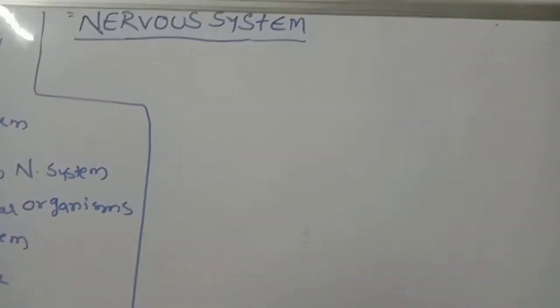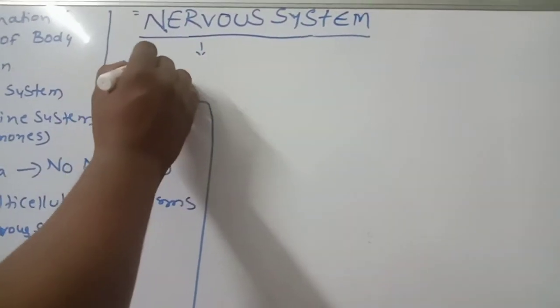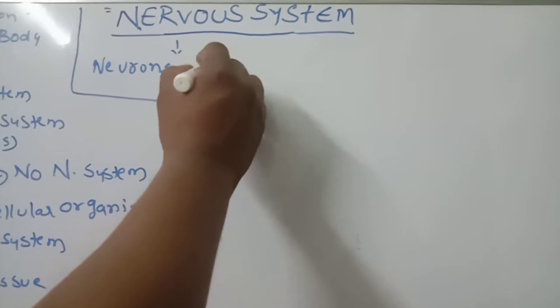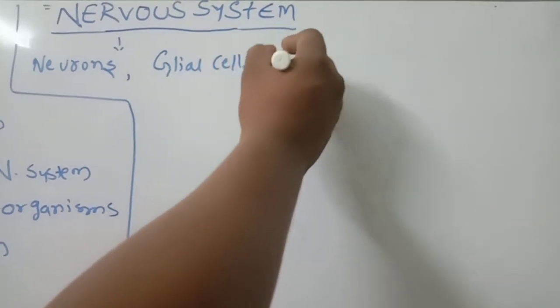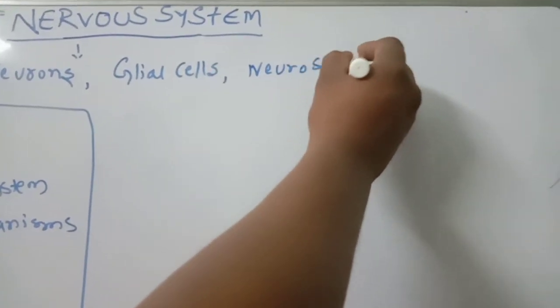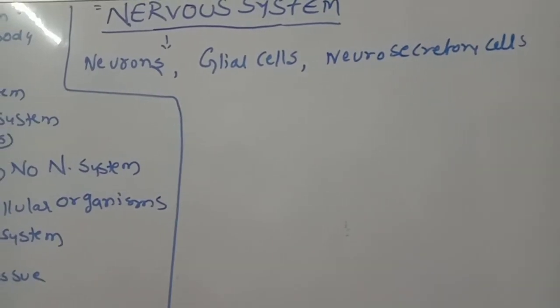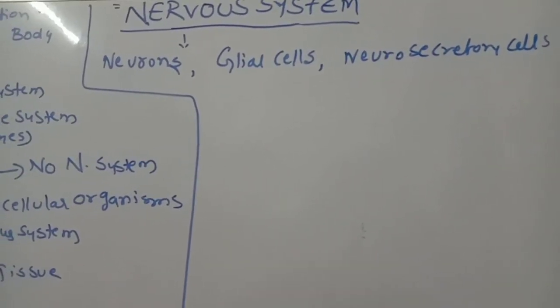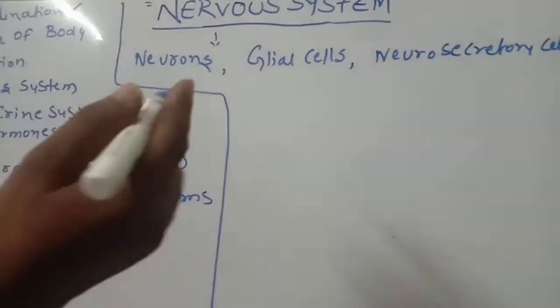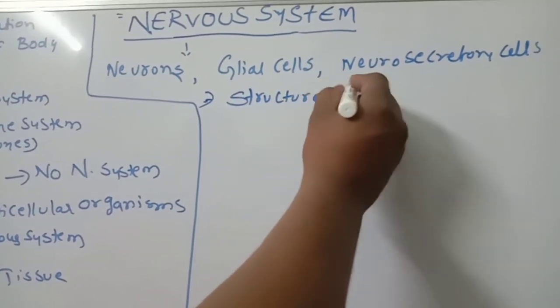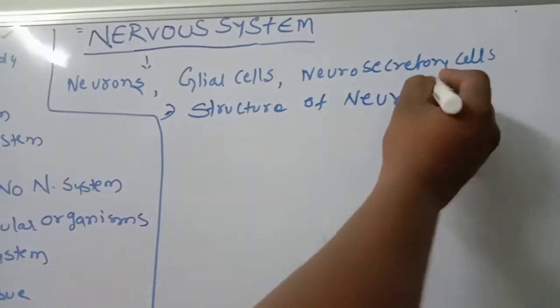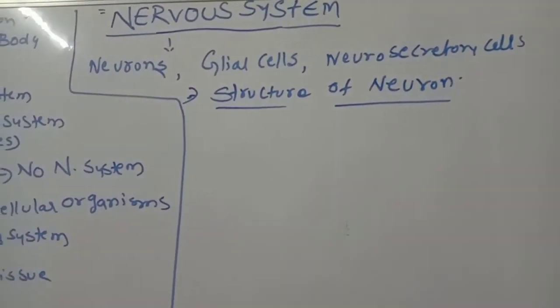Next, some more points. The nervous system consists of neurons, very important. Next, glial cells also are there, and neurosecretory cells also are there. Neurons, the nerve cells, glial cells, and neurosecretory cells are present. Now we are going to discuss the structure of the neuron. In the structure of the neuron, what things are there? This is the most important.